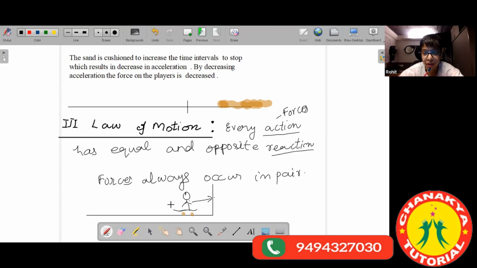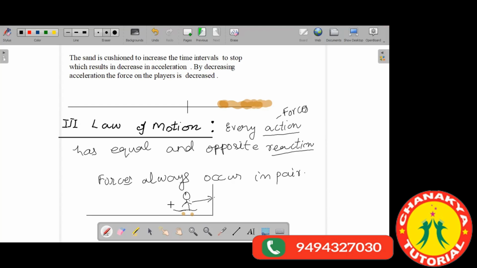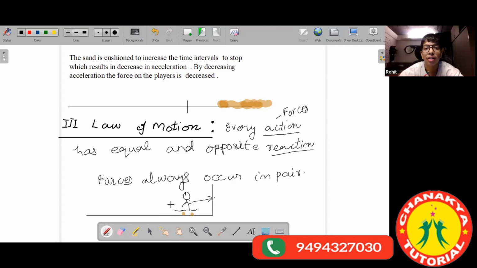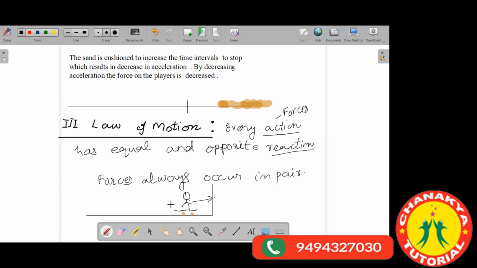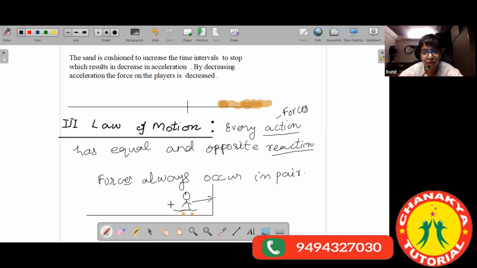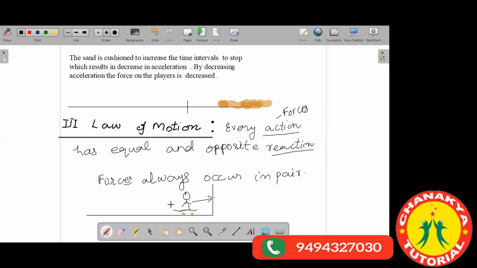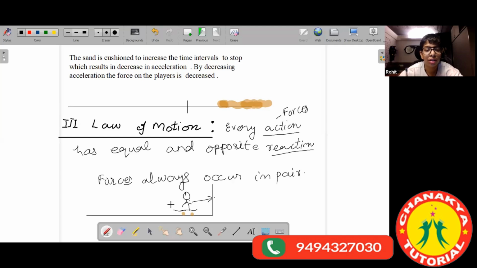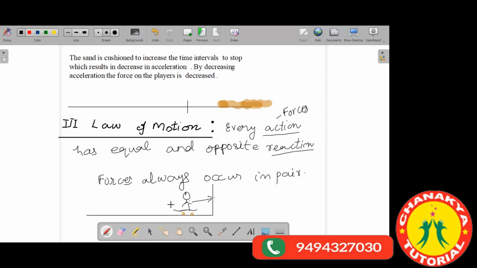But can I say that the boy is applying some force on the wall? Is this statement correct? Yes, sir. So the boy is applying a force on the wall. However, the wall is not moving, that's a different case. So the kid is applying a force on the wall, and we observe that the kid will move backward.